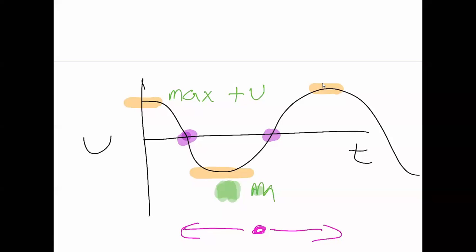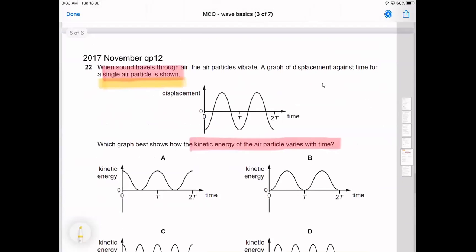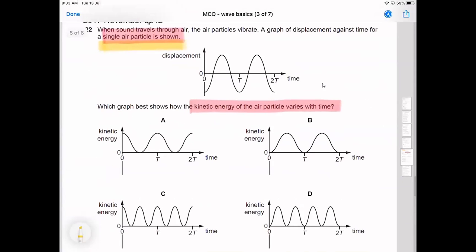The capital T, was that 0 again? Let's go back to the question. Was it like it said 2 T's and 1 T? T is period. Remember, in wave basics, we use capital T for period.